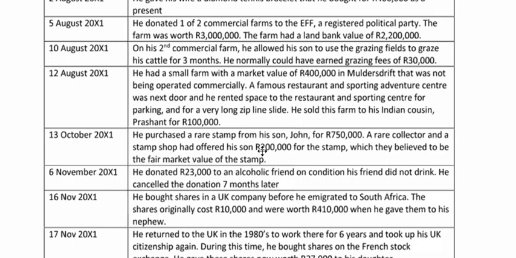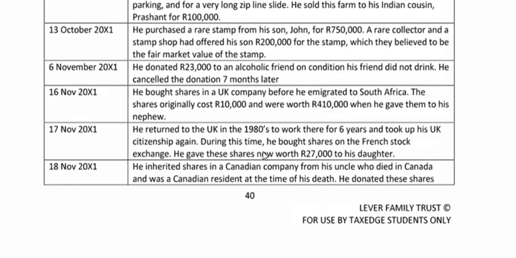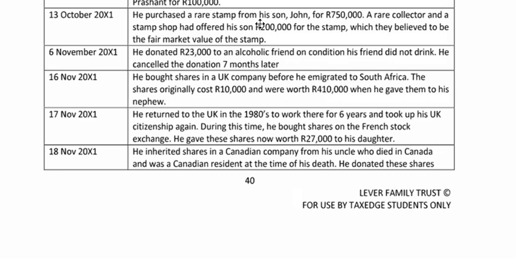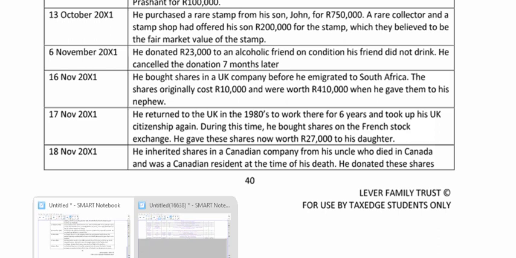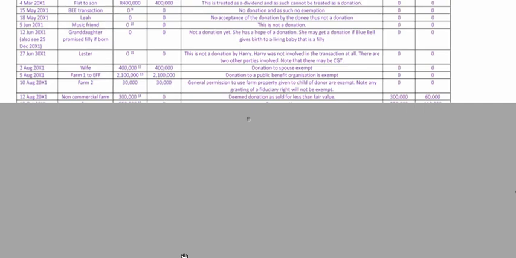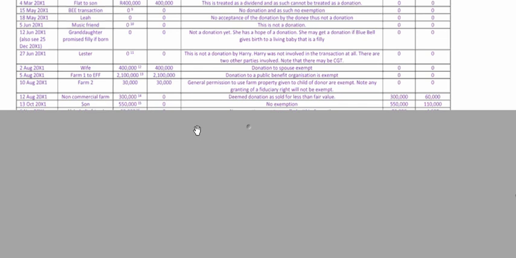Moving on. He purchased a rare stamp from his son John for 750. A rare collector and a stamp shop offered his son 200 for the stamp, which they believe to be the fair market value of the stamp. So he's overpaid by 550,000 Rand. So by overpaying by 550,000 Rand, he has made a donation to his son of 550,000 Rand. There's no exemption. He's going to have to pay donations tax on it.